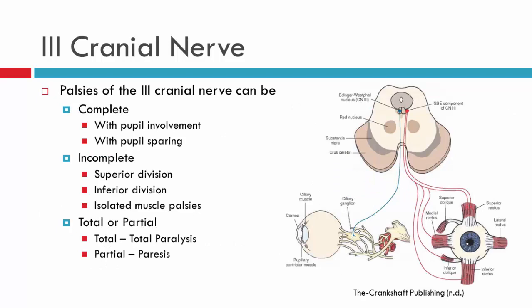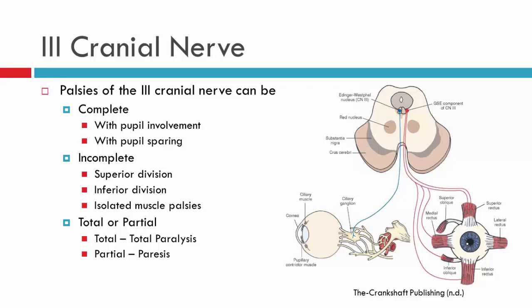Okay, so we can have a complete third nerve palsy, and this means that all the extraocular muscles have been affected. However, in some instances, the pupil may be involved or it could be spared, and we'll talk about this in a moment. It could be incomplete. Incomplete refers to where we have a third nerve palsy that's only actually affected one of the divisions. Recall there is a superior division which supplies the superior rectus and the levator, and then we have the inferior division which affects all other muscles supplied by the third.